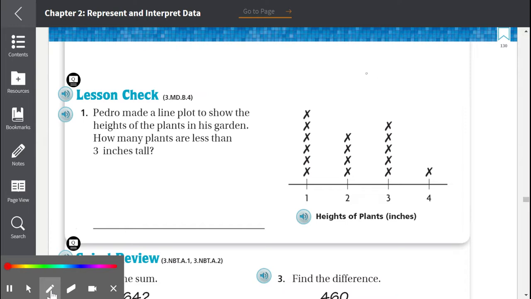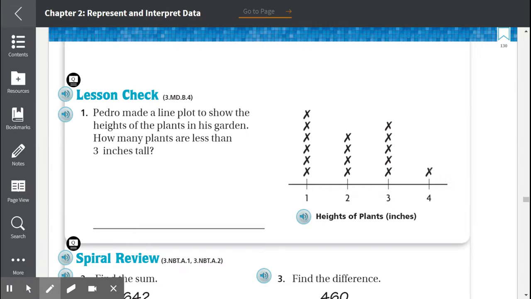Number 1, Pedro made a line plot to show the heights of the plants in his garden. How many plants are less than 3 inches tall? So we see the line plot, and these are the heights of the plants in inches. These plants were 1 inch. These plants were 2 inches. These plants were 3 inches. This plant was 4 inches.